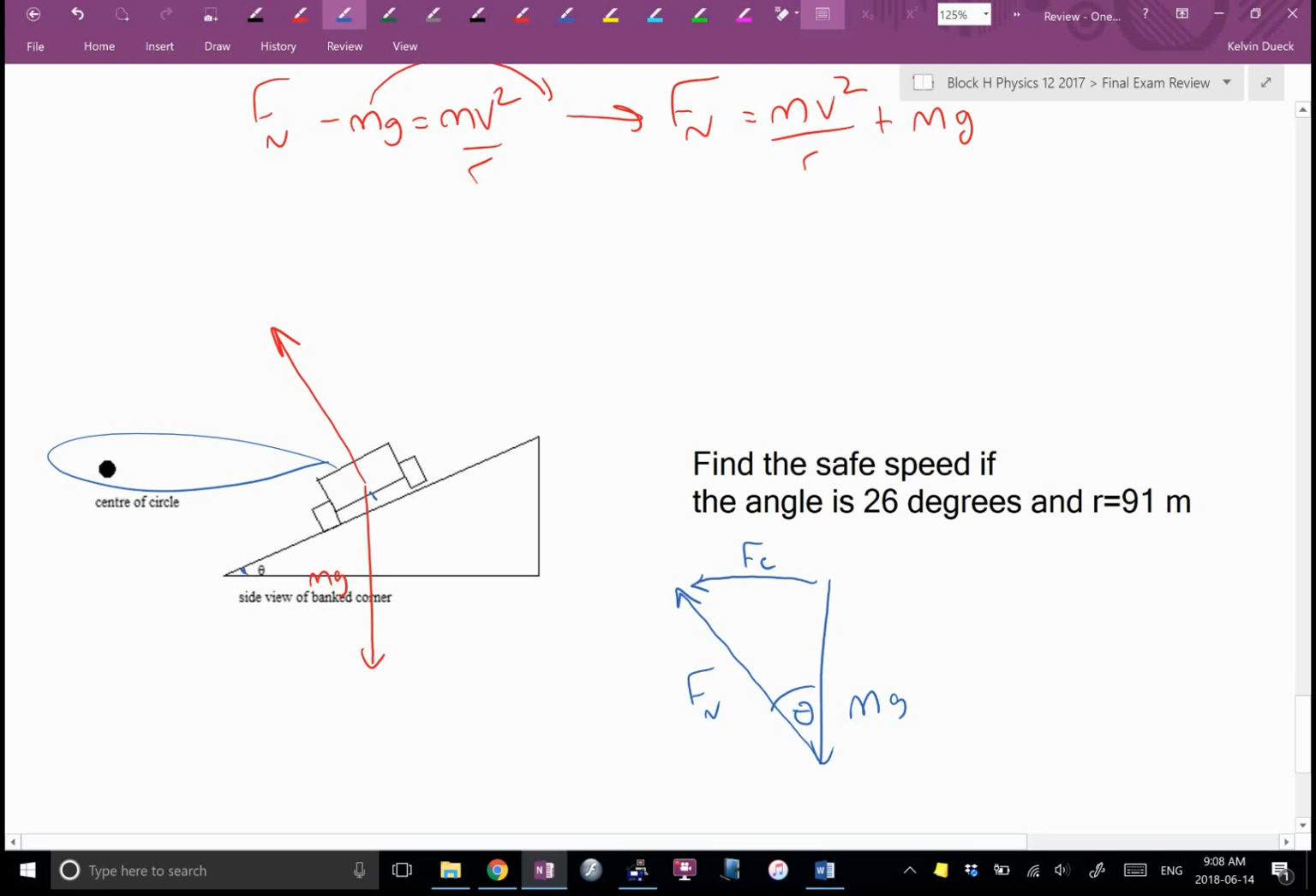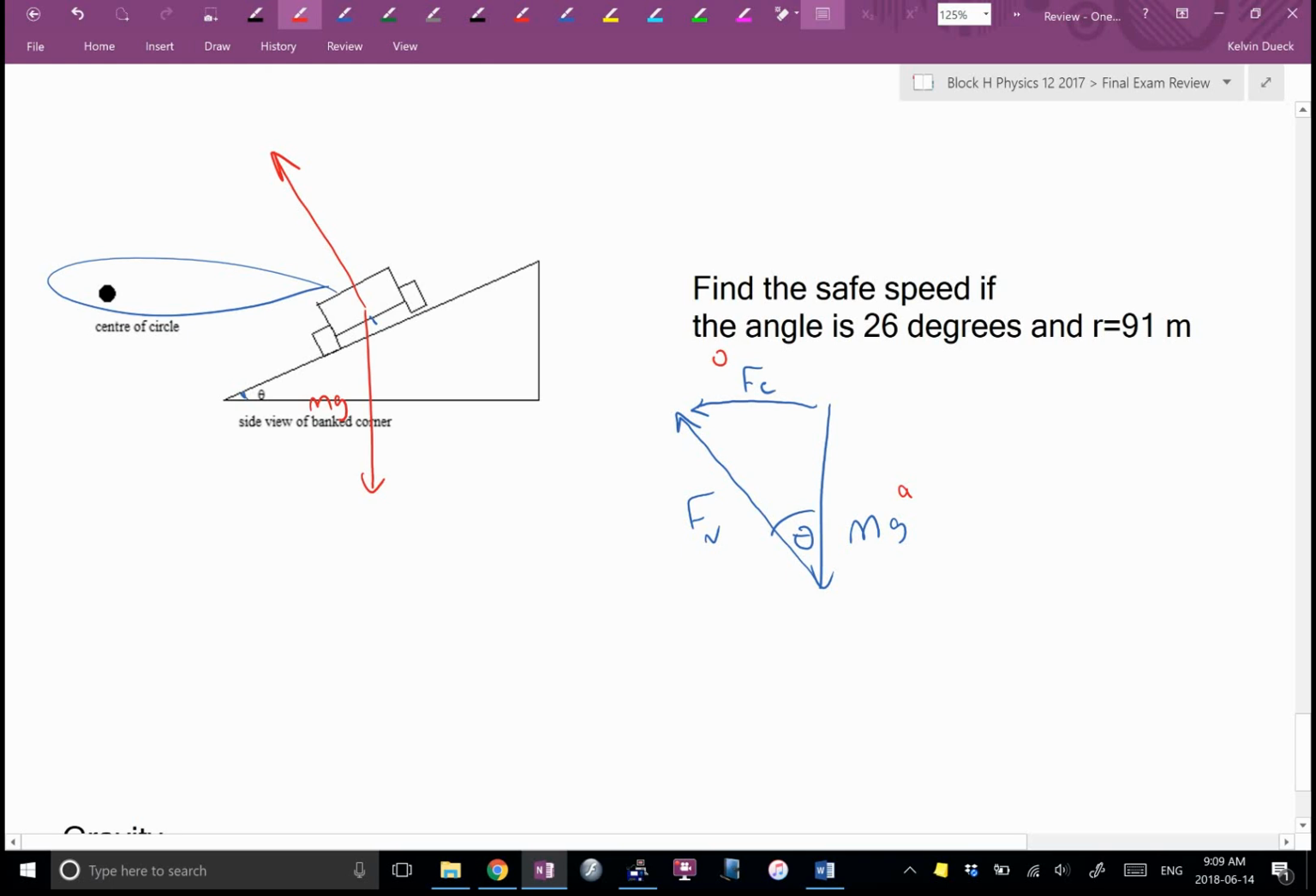Which trig function can I use? I'm going to ignore the normal force. I don't know the normal. I could probably figure it out, but who cares? Which trig function am I going to use for this? FC is opposite. mg is adjacent. Which trig function? Opposite over adjacent, tangent. I don't know the mass. In fact, I think on your test I didn't give you the mass either, and people freaked out.